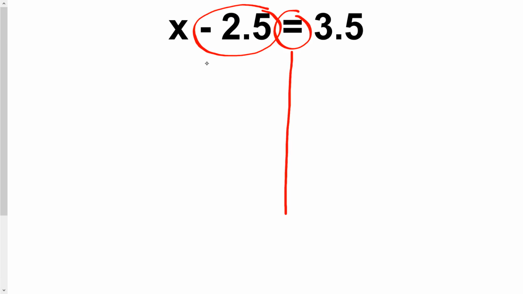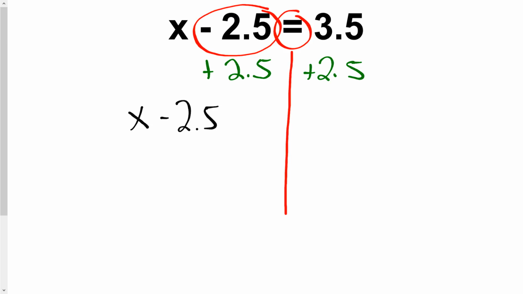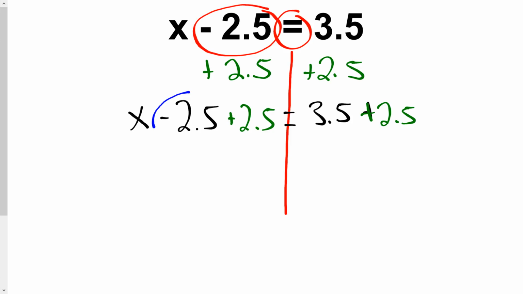The opposite of minus is plus. So remember to do it to both sides. And that's only going to leave me here. We got x minus 2.5 plus 2.5, because I did that to both sides of the equation, equals 3.5 plus 2.5. Combining like terms, you've got to simplify both sides here. We see that negative 2.5 and positive 2.5 will combine to make 0. But I still have x.